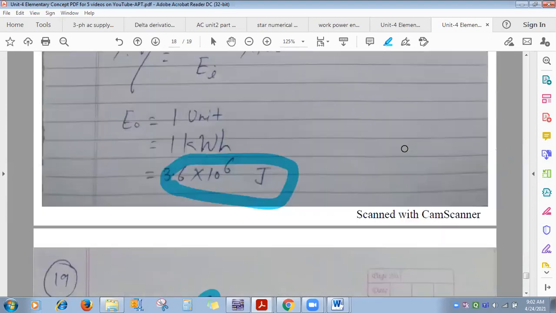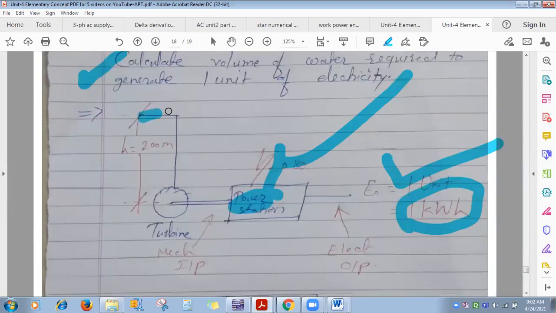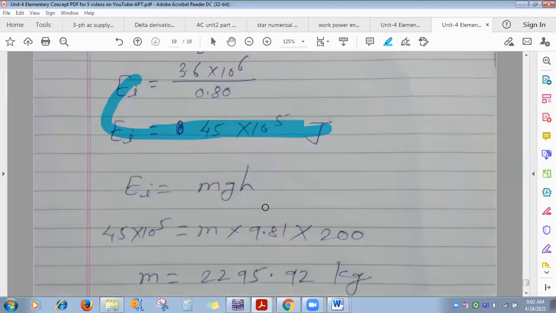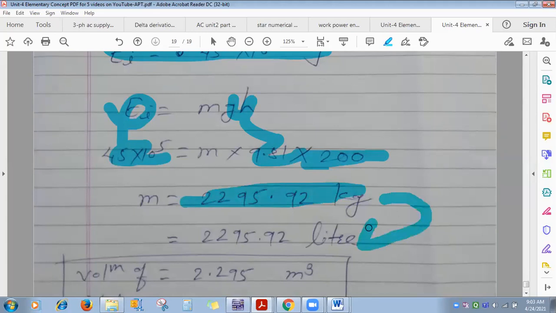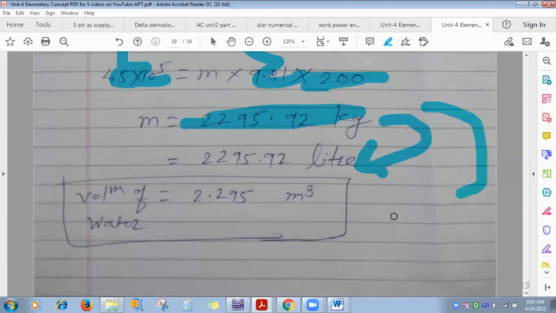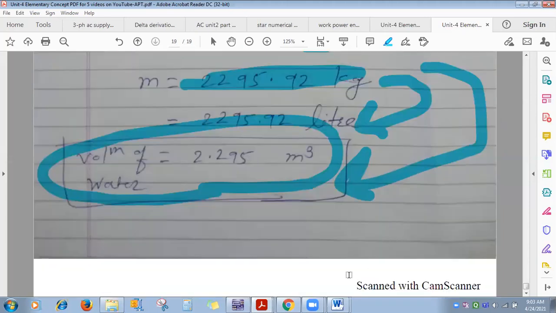And input to the generator, every generator input is mechanical, that is mgh. In a hydropower plant, what they do is water falls from some particular height onto the turbine, and then the turbine rotates, and then it gives mechanical input to the generator. So mgh is the input here. So input in joule you know, g and h values you know, so m you will get in kg. If options are asked in liter, then 1 kg is equal to 1 liter, the same. And the kg and meter cube relationship, just now we have seen 1 meter cube is equal to 1000 kg. So dividing by 1000, you will get it in meter cube. All the types, everyone got.